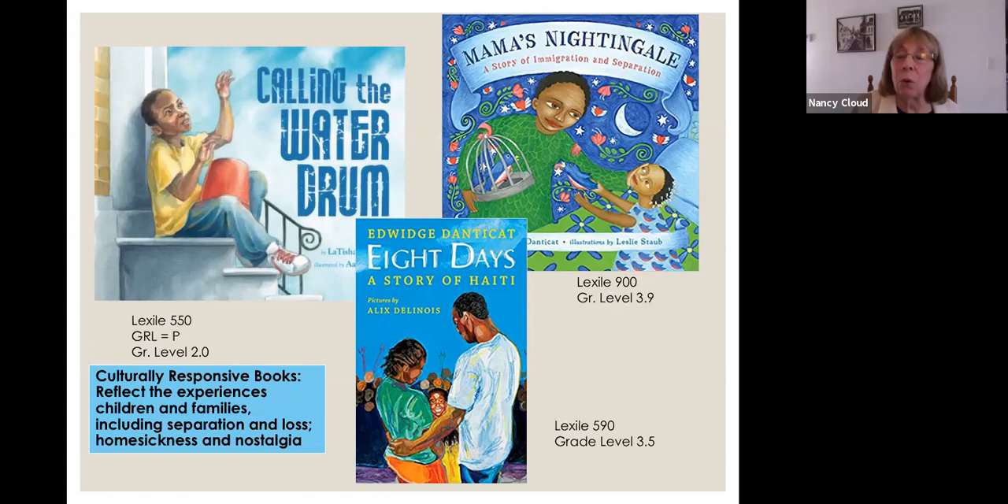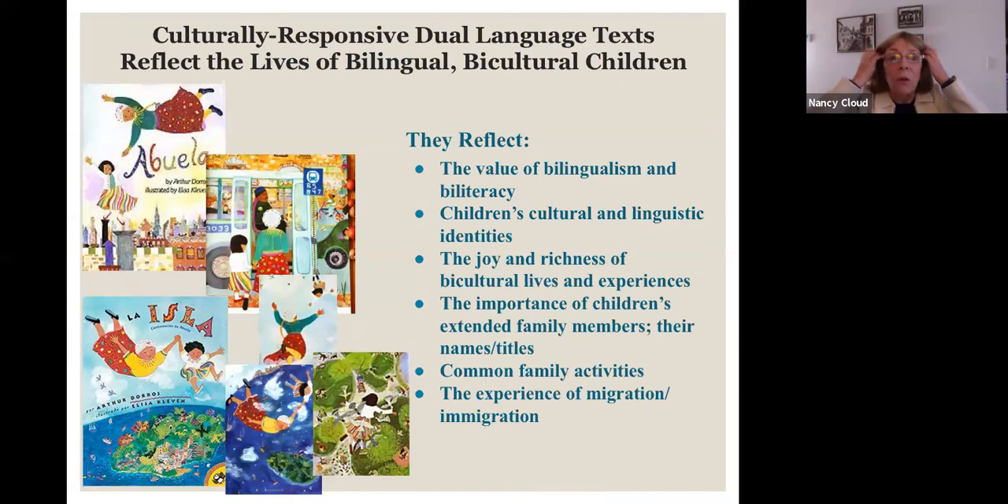And for this, we need to know who our populations are. Maybe they're migrants, maybe they're refugees, maybe they're immigrants, maybe they're born in the United States and they're in language minority communities. We need to know that, so we choose the right books, the right mirror books. And also, we want to make sure that we have many, many books in our collections that reflect the lives of bilingual, bicultural children, that value bilingualism and biliteracy, that show the joy and richness of bicultural lives and experiences, the importance of children's extended family members, maybe the titles and names that they give them.